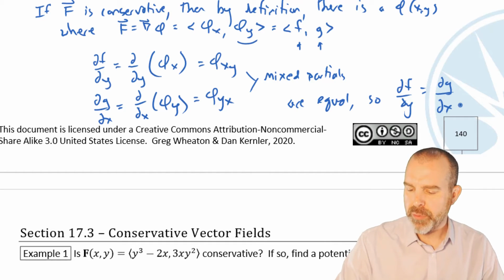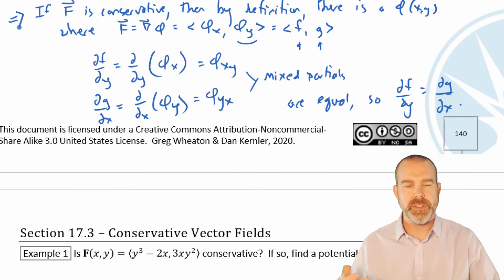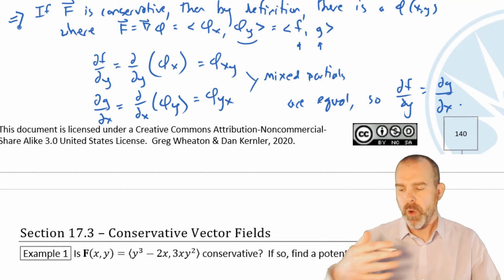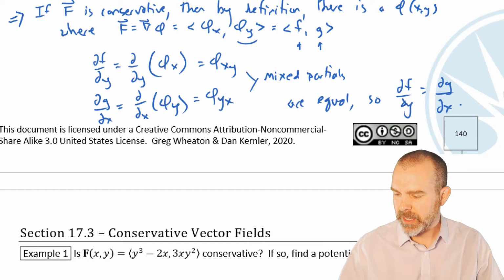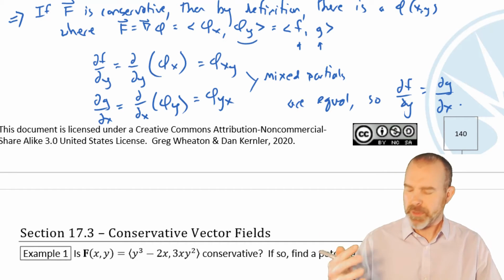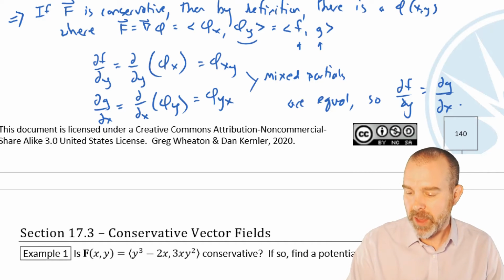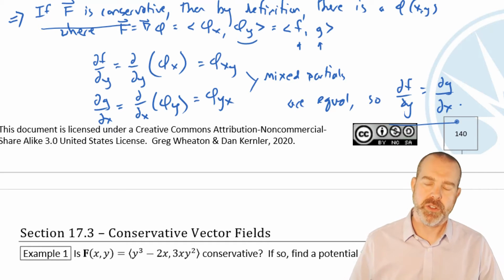We actually only proved one direction. This is an if and only if statement. So we should be able to start with the fact of the partials being equal and work backward. And it's basically the same logic. A lot of these steps are like two directional steps. But just to be clear here, we really just said, okay, if it's conservative, we proved that the cross partials are equal.